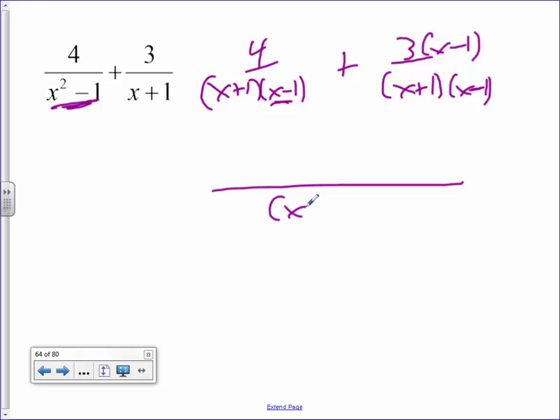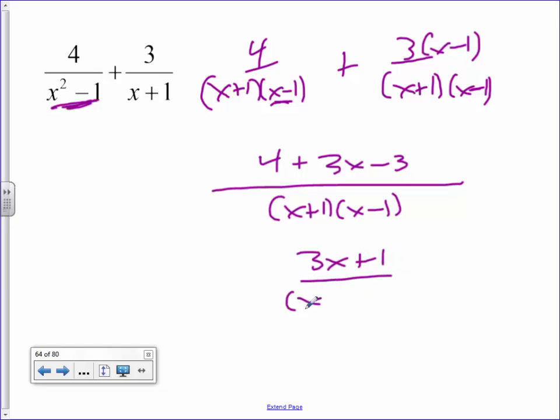Okay, so the bottom of your fraction is an x plus 1 with an x minus 1. And there's a 4. And then there's a 3x and a minus 3. Put your like terms together, you get 3x plus 1 over x plus 1, x minus 1. And since you can't factor, you also can't cancel, like, say, this 1 and this 1, because they're part of binomials and they're different binomials. At this point here you are done.